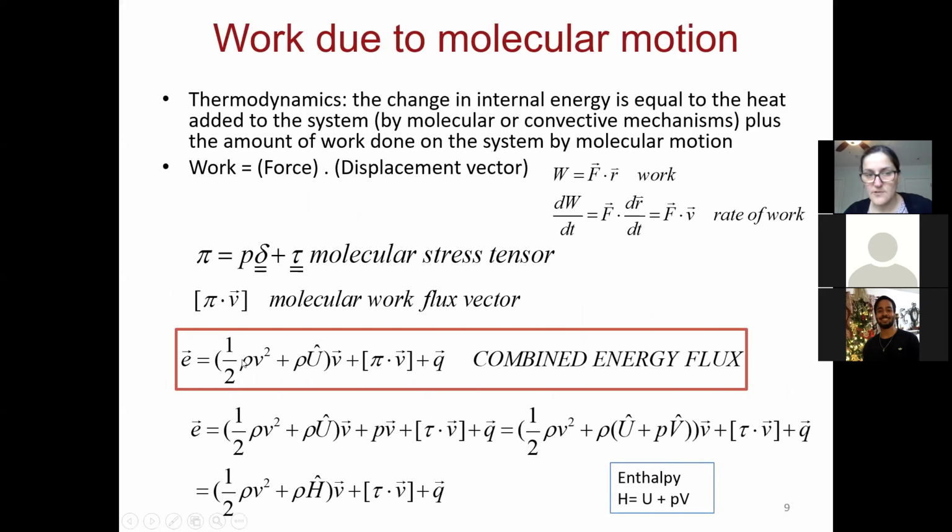So is this formula conceptually clear? This is the combined energy flux that quantifies all of the things that could go in and out of my volume. Not all of them, well, some of them. We need to also add external forces that are outside of this, and we need to add any sources and sinks.